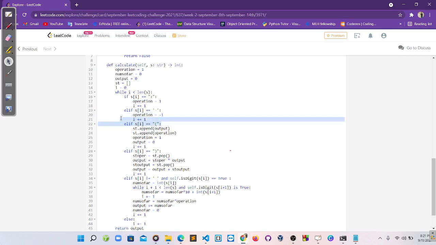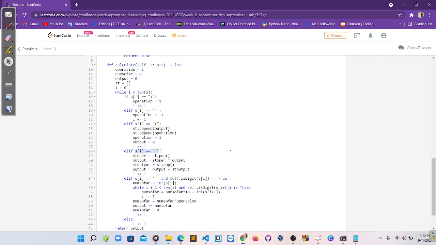And now if it is an opening bracket, it means there is a bunch of expression we have to evaluate. So whatever the output we have, we just put it in the stack. We also put the operation we have in the stack, and after that make our output 0, because for the bunch of expression after this bracket we have to calculate. That's why we make it 0, because whatever the output before that we actually store in the stack. That's why we are using a stack. After that we will calculate.